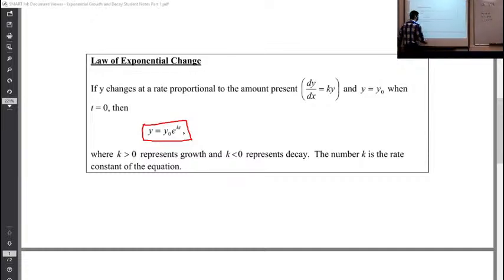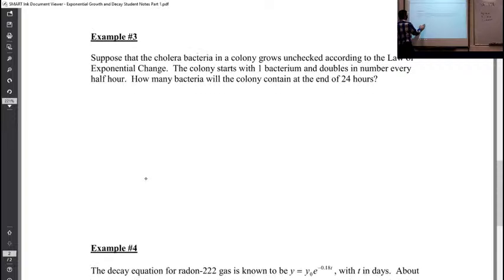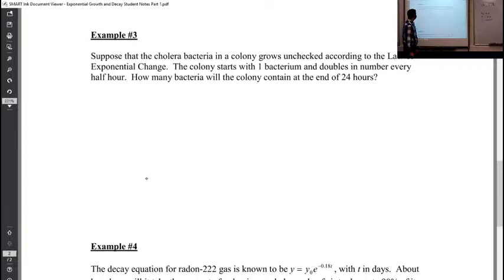So let's dive into some examples here. A colony starts with 1 bacterium and doubles in number every half hour. How many bacteria will remain at the end of 24 hours? So, first of all, it starts with 1 bacterium, so that's our starting condition, initial condition. That's y naught.